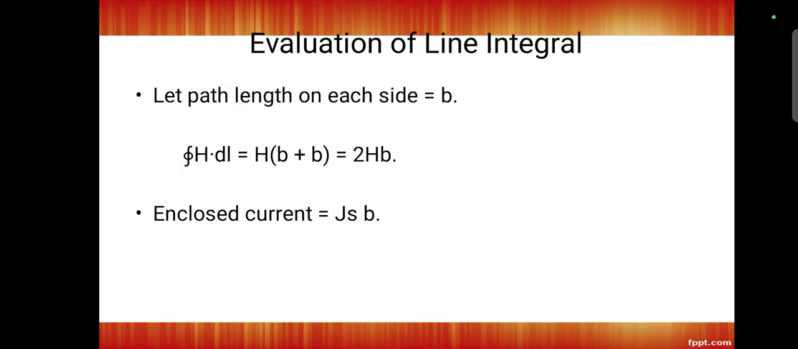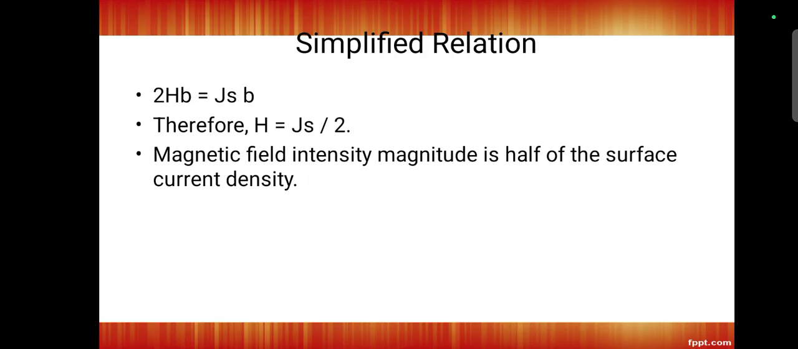Let the path length on each side be b. The integral of H dot dl is equal to H times (b plus b), which is 2Hb. The enclosed current is equal to Js times b. So the simplified relation is H = Js/2. That is, the magnetic field intensity is half of the surface current density.